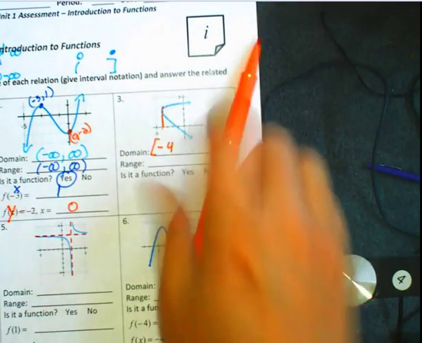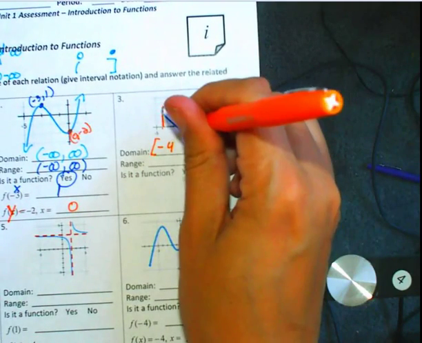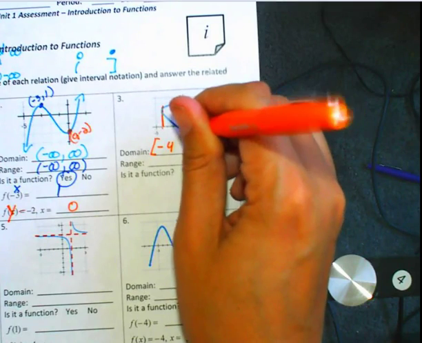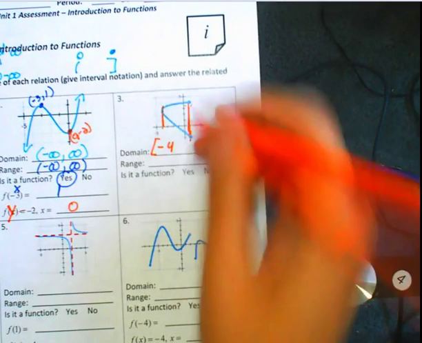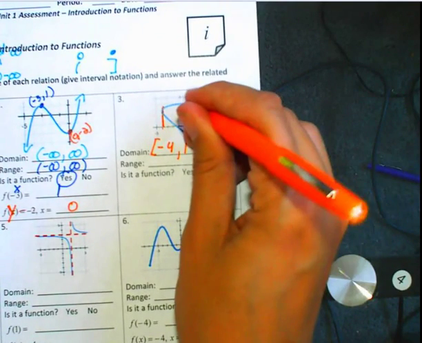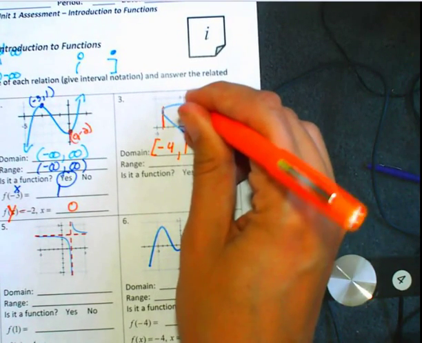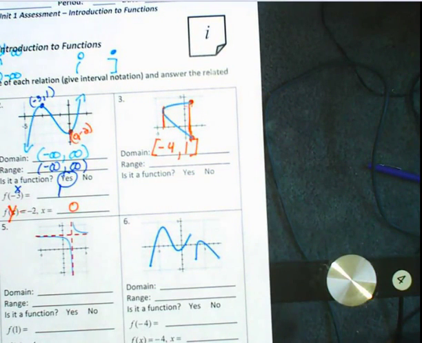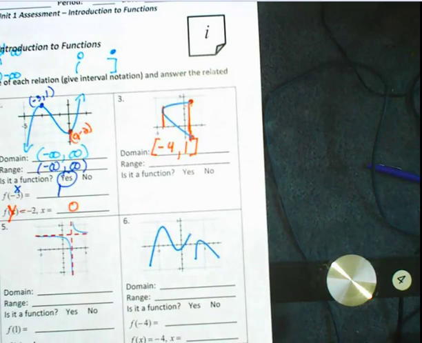Okay, it stops here, and I'm looking for that x value. And the x value there is 1. And I see I have one open and one closed circle. Okay, so that closed circle means that I'm going to use a bracket. All right, let's take a look at the range now.